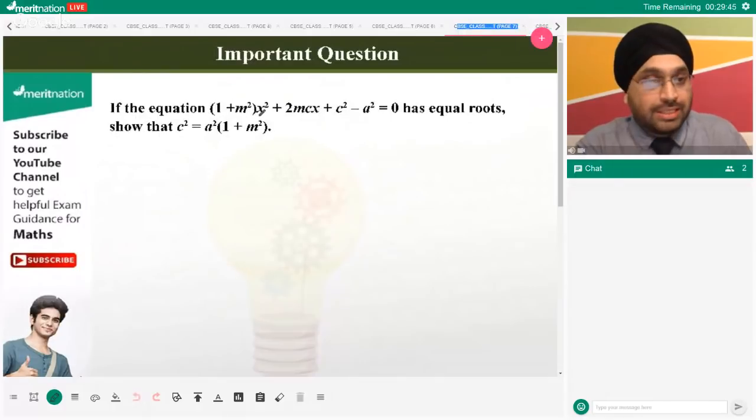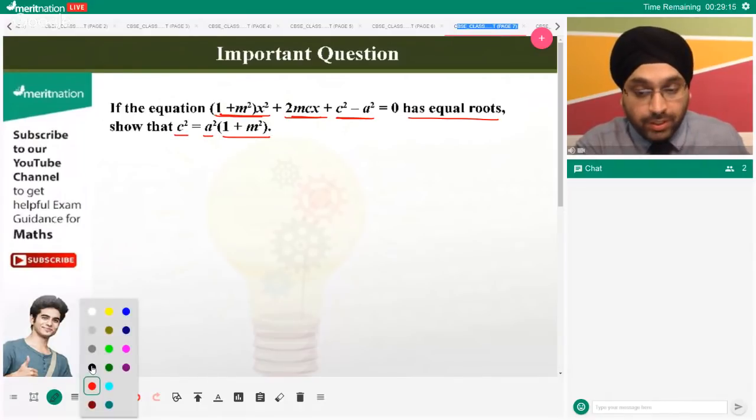Okay. Now guys, let's discuss how we can use the concept of nature of the roots of a quadratic equation to solve questions. See guys, the question is what? We have the equation 1 plus m square into x square plus 2mcx plus c square minus a square equals 0. This complete quadratic equation has equal roots. We need to show that c square equals a square into 1 plus m square. So guys, let's see how we can solve this question now.